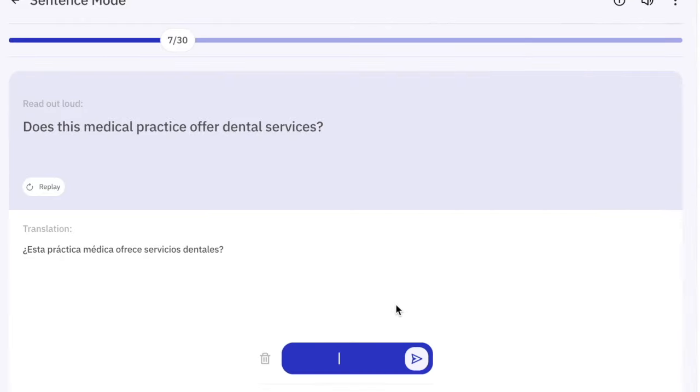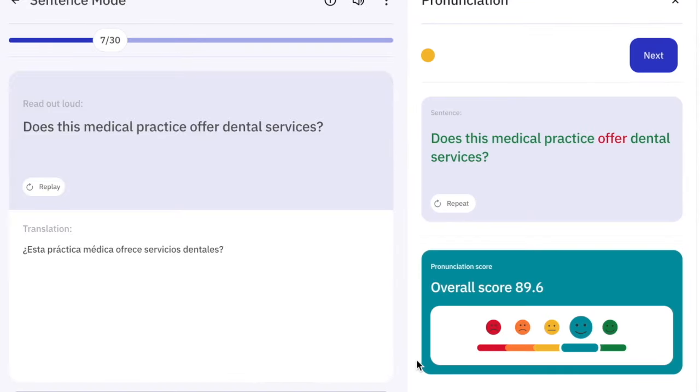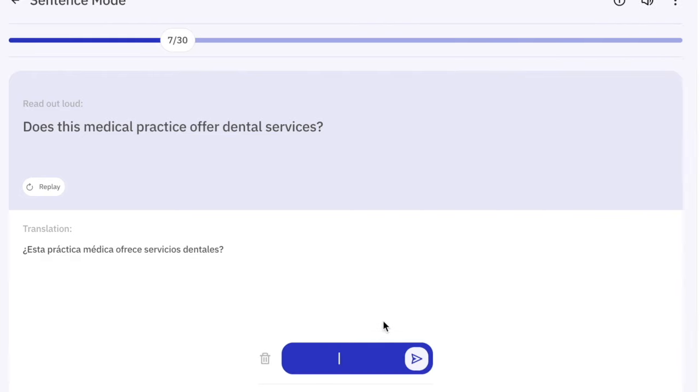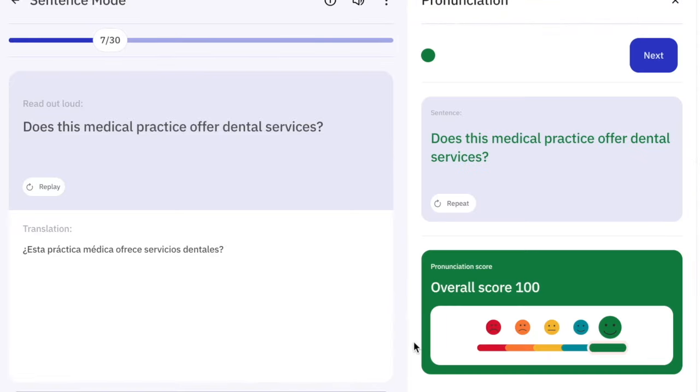Here I'm going to use my very standard British accent. "Does this medical practice offer dental services?" It gives me just 89% and has a problem with how I pronounced offer. I wondered if perhaps it only assesses American pronunciation as correct. So I did this one again in American. "Does this medical practice offer dental services?" Sure enough, I got 100% this time.